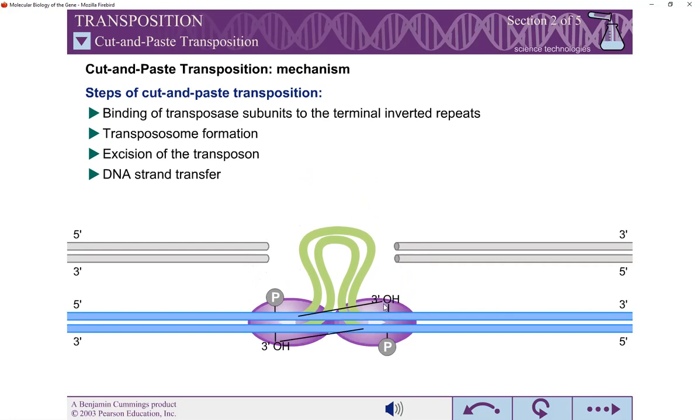Now, this transposase will find a target DNA molecule. What would be the target DNA molecule? Now, students might be wondering, what would be the target DNA molecule? What or where would be the target DNA molecule? Where will be the insertional site for the transposon?